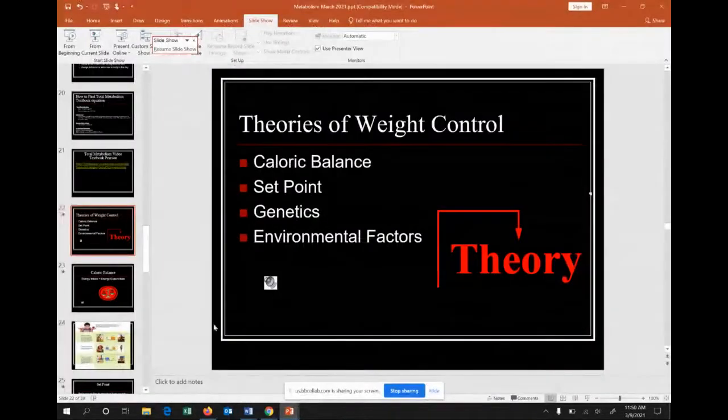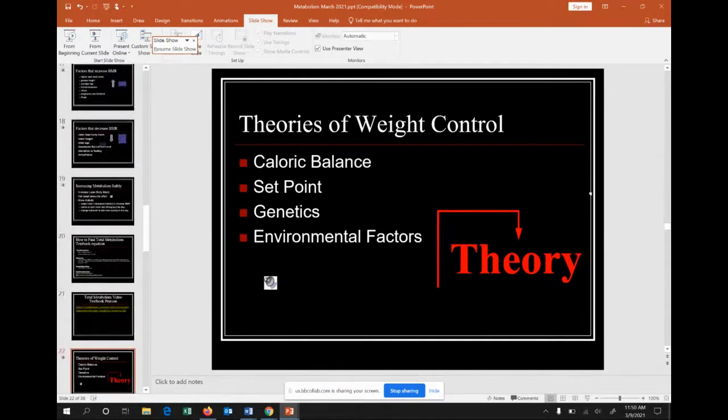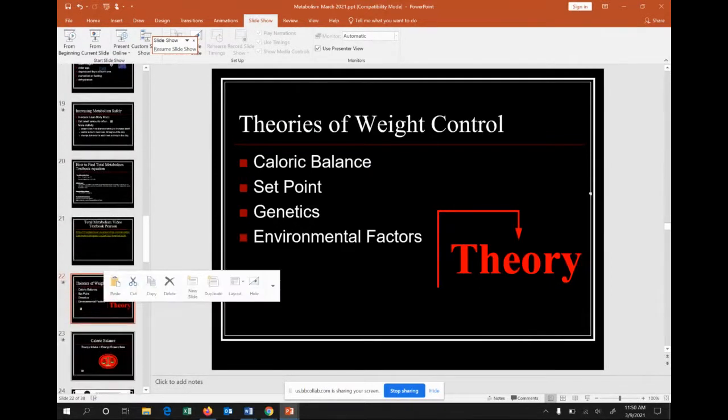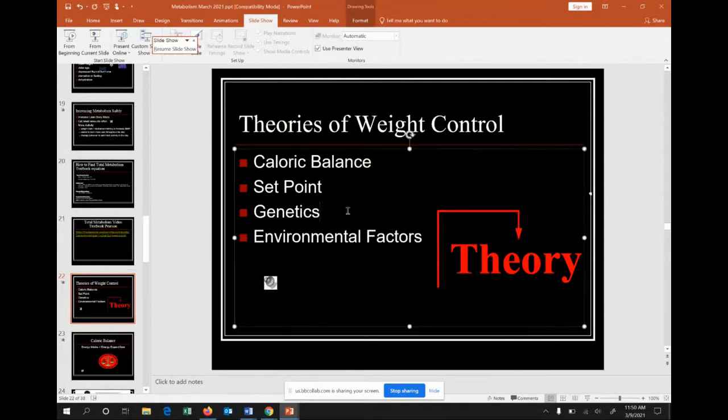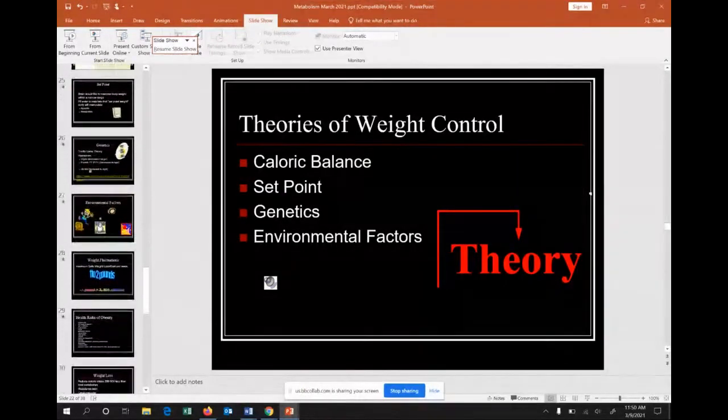So those are your primary theories of weight control. That should have been a review for most of you that have been coming to class here, the 4 theories of weight control. We're going to be able to use them on Thursday to help someone lose or gain weight.